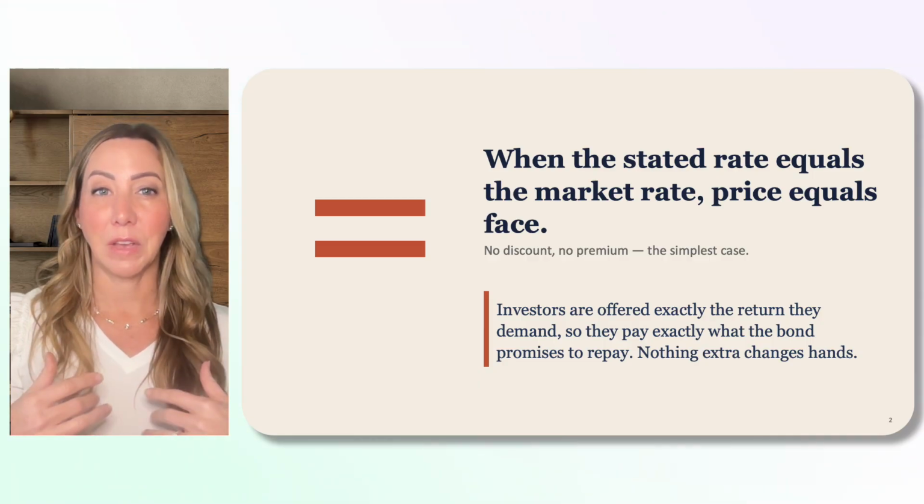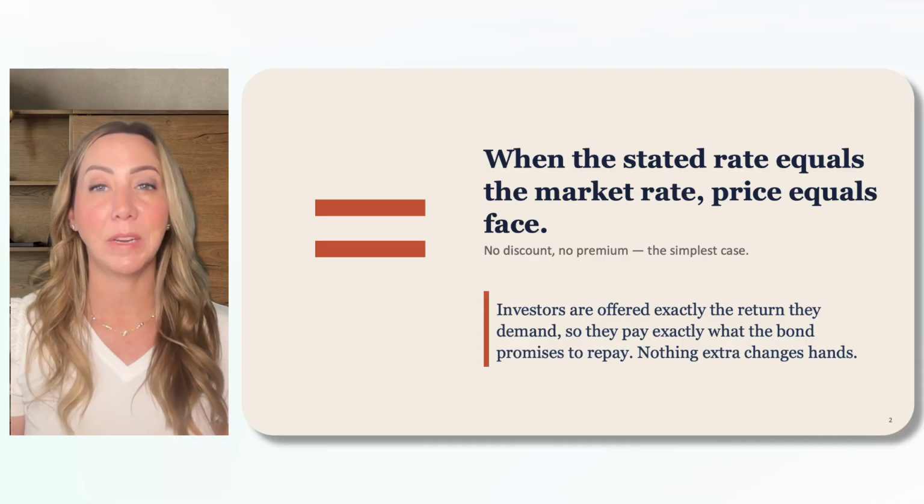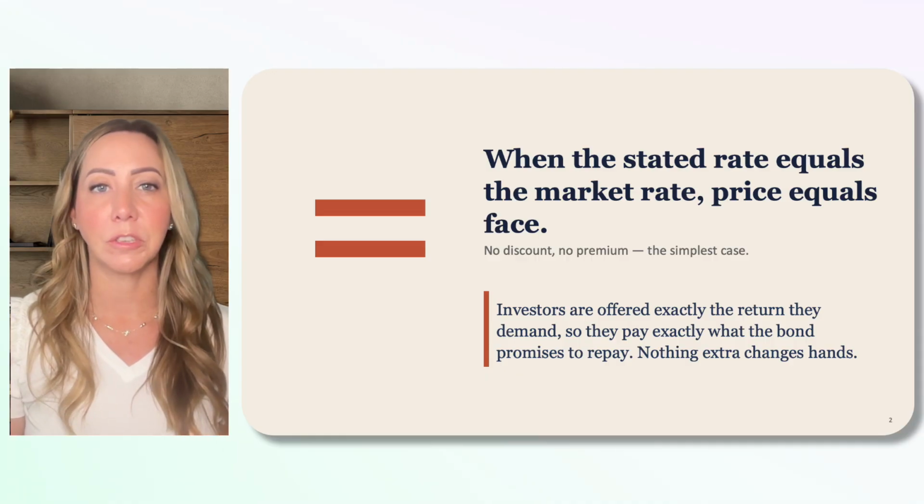Think about it from the investor's side. They want a 10% return and your bond pays exactly 10%. There's no reason for them to pay you more than what you asked, and you have no reason to accept less. So they pay exactly face value. When the stated rate equals the market rate, price equals face. No discount, no premium, nothing extra changes hands.